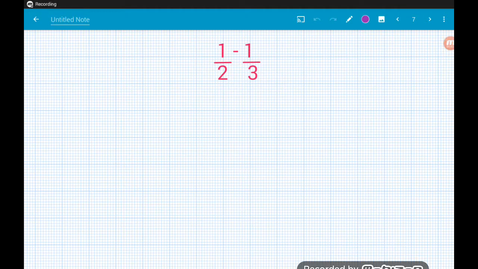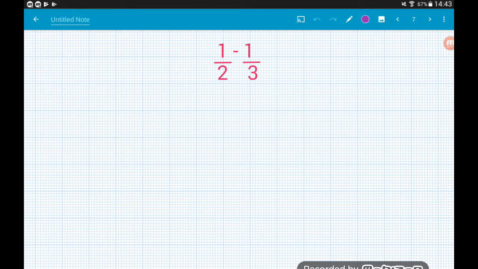Okay, so the good news is that we do subtraction in exactly the same method that we do addition. We need to alter each fraction so we've got the same denominator on the bottom, but then instead of adding the numerators, we subtract one from the other.